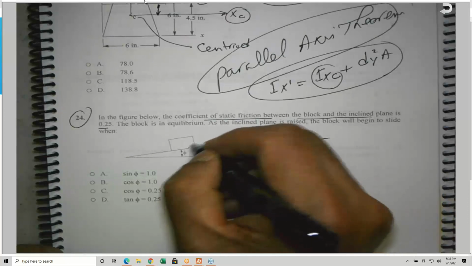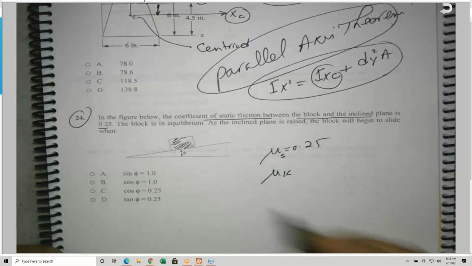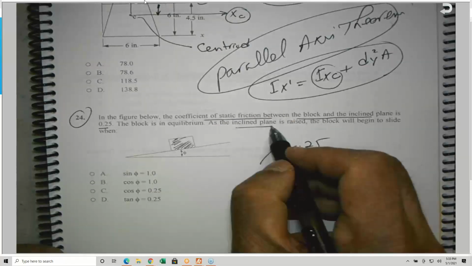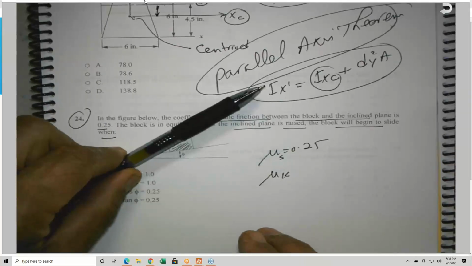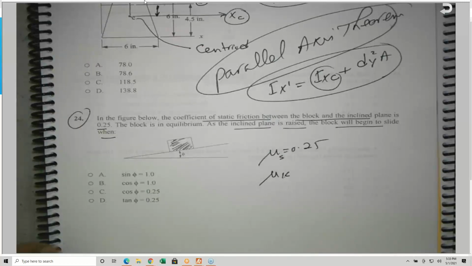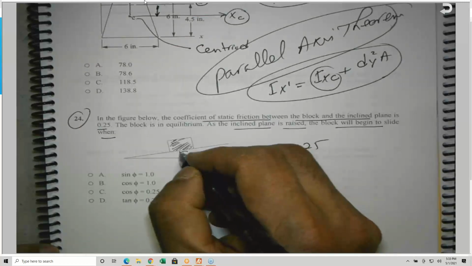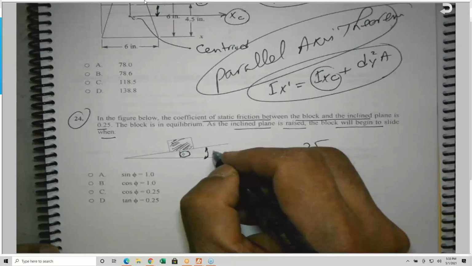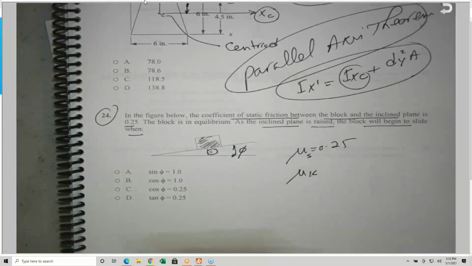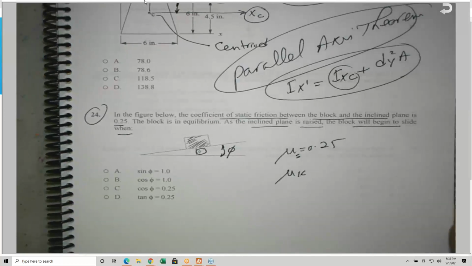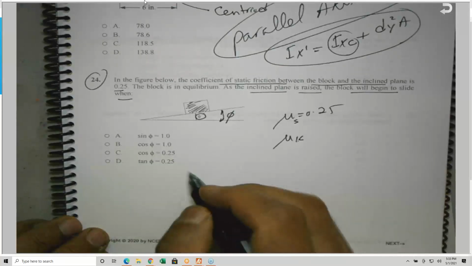And this is a block here, placed on this inclined plane. An inclined plane, as you can see, is raised. The block will begin to slide when? So as we raise this, and this is the angle phi. And we talked about this. It's very easy. Some questions take a very small amount of time, maybe a minute or less, and the answer is tan phi, by the way, the tan phi.